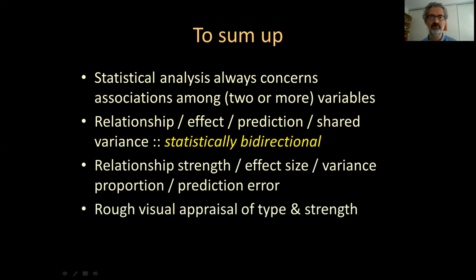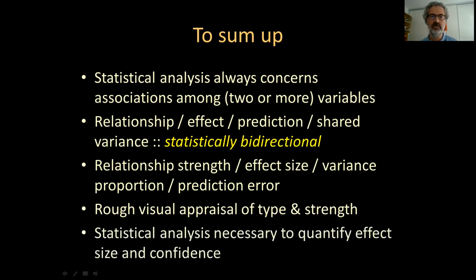Using graphs of our variables, we can detect any potential problems with the data, and we can also detect the extent to which there may be relationships between our variables. And we can have a first impression of the type, the shape of relationship, and the strength of a relationship. However, we can never draw a conclusion based on that. We always need to conduct formal statistical analysis in order to quantify the effect size, so find out exactly how strong the relationship is, and also calculate the confidence, how confident we can be that there is a statistical association between these two variables.